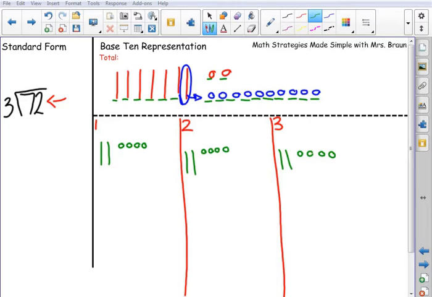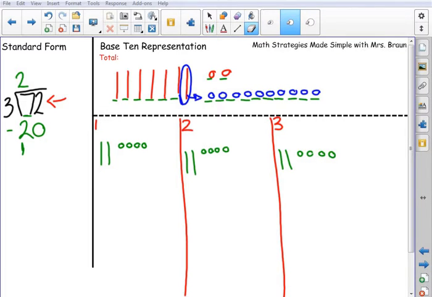Now let's come back over here to the standard form and take a look at what we just did. So what I did is I looked at the tens. I started with 7 and I had 3 groups. I was able to put 2 into each group, which means I passed out 60 all together. 20 in each group, in 3 groups, means you get 60. And once I passed those out, I had 12 left.